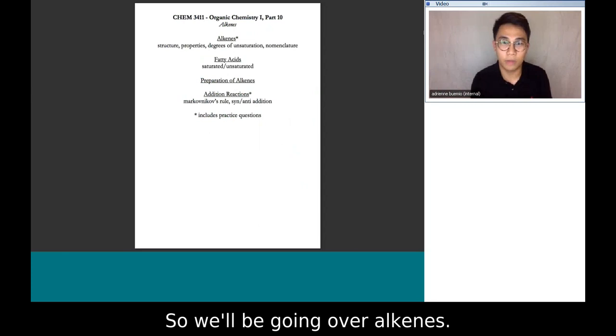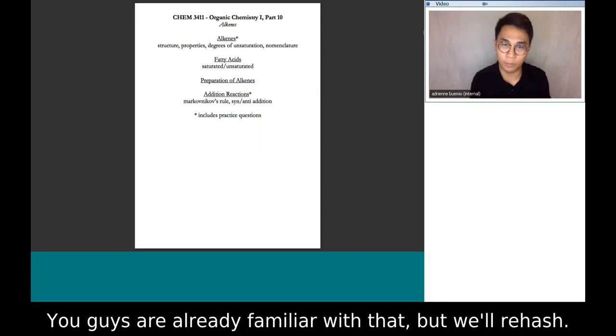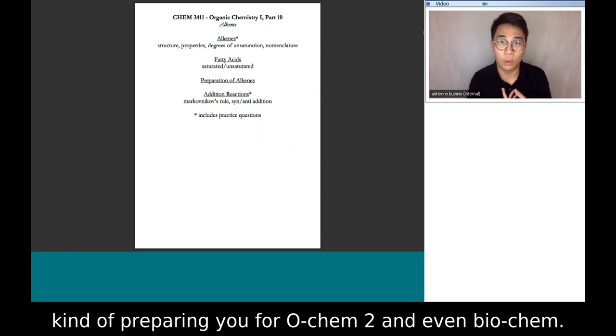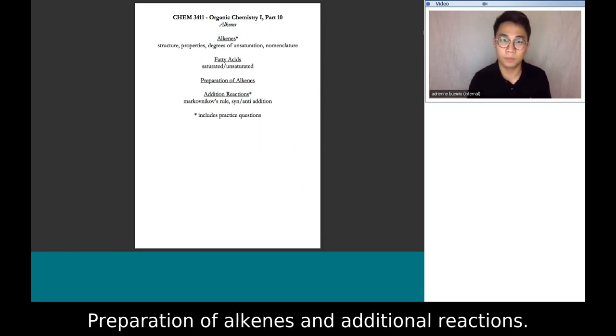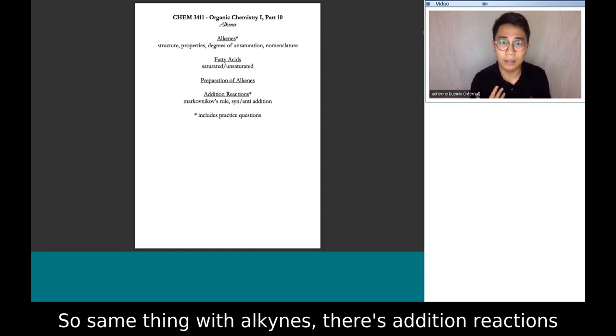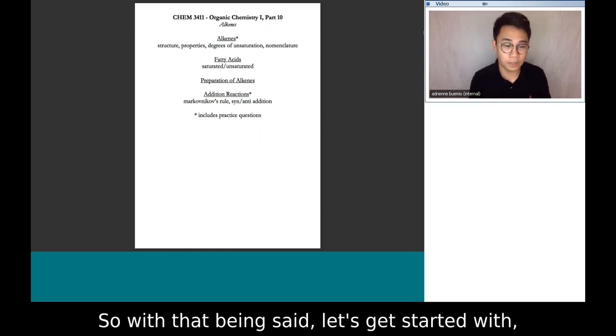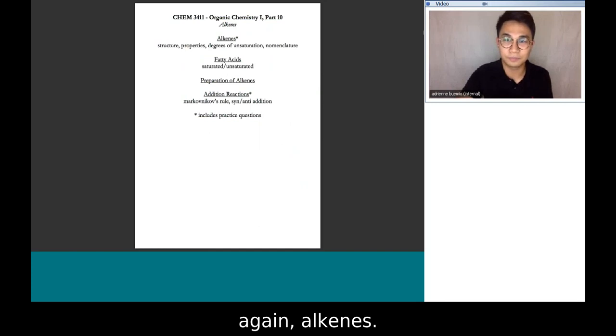So we'll be going over alkenes. You guys are already familiar with that, but we'll rehash fatty acids, which is interesting, kind of preparing you for OChem 2 and even biochem, preparation of alkenes and addition reactions. Same thing with alkanes, there's addition reactions that you should follow, and there's a new role we'll be looking into. So with that being said, let's get started with, again, alkenes.